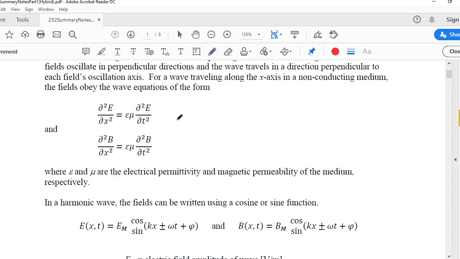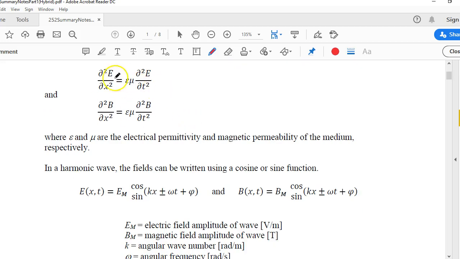There are in fact a lot of different possible solutions of this wave equation, but we're interested in what are called the harmonic solutions, where the functions E and B would be a sine or a cosine.